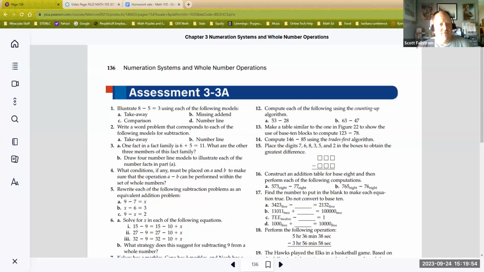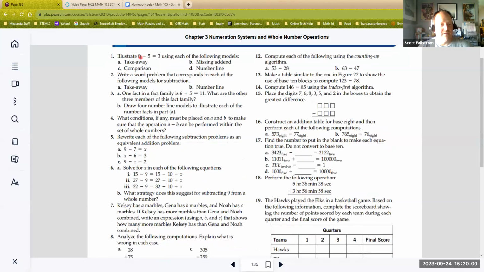Students, we are into 3.3 homework here. And let's take a look here. So again, they ask you to illustrate this with different methods. You're going to be in the same boat doing different methods. Construct an addition table for base 8. Let's see here. Maybe I'll do a couple of these problems.